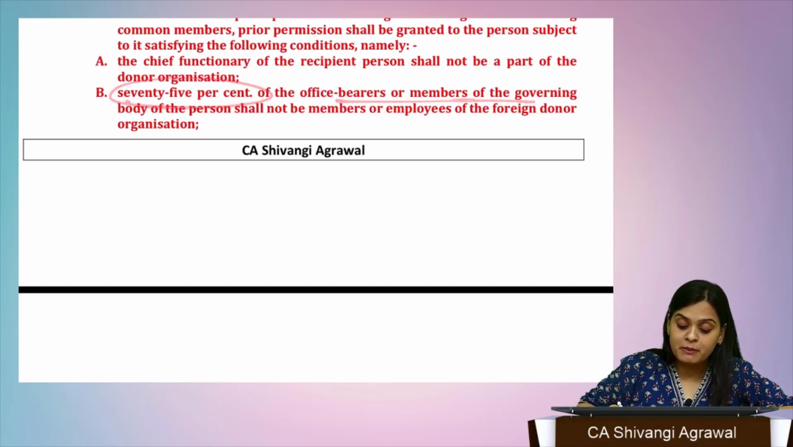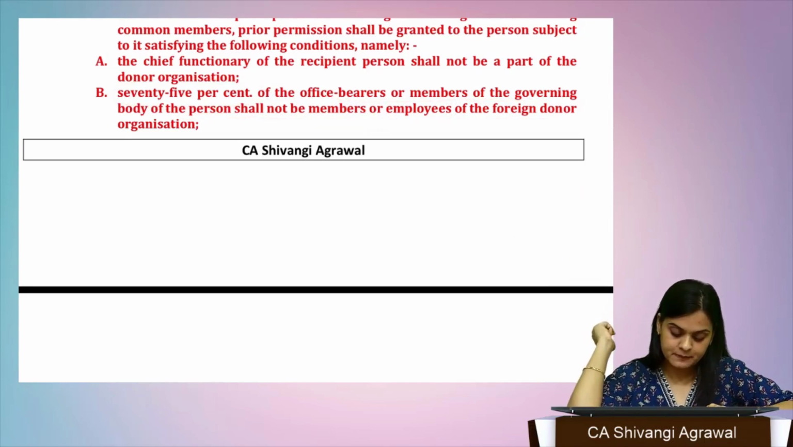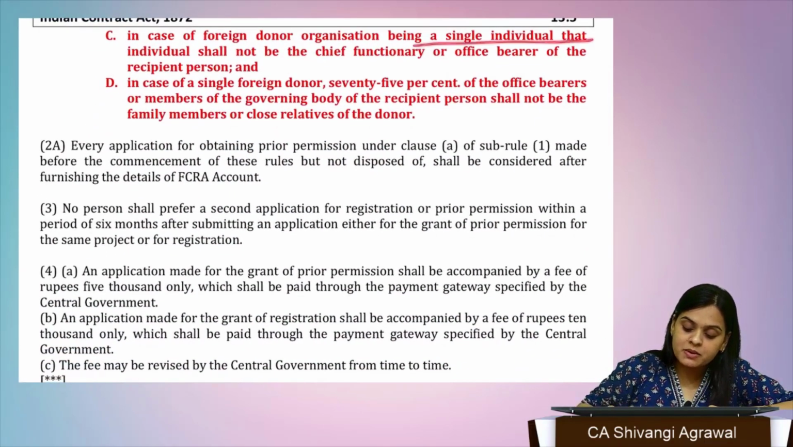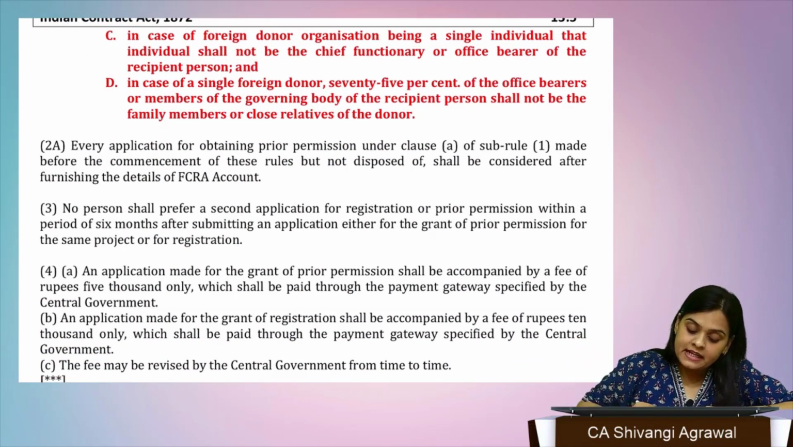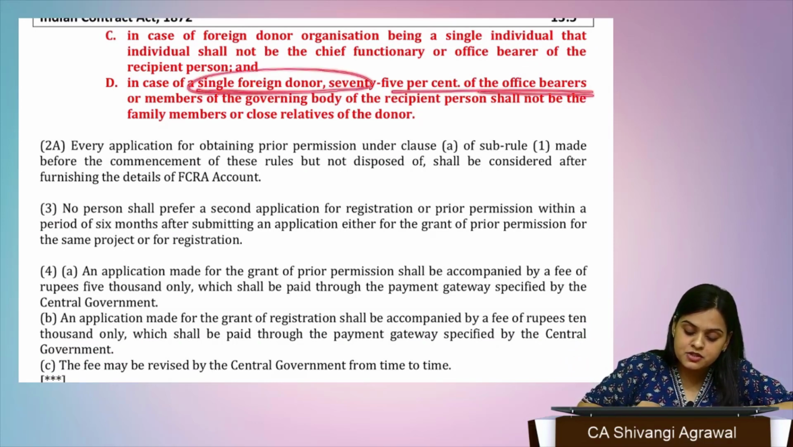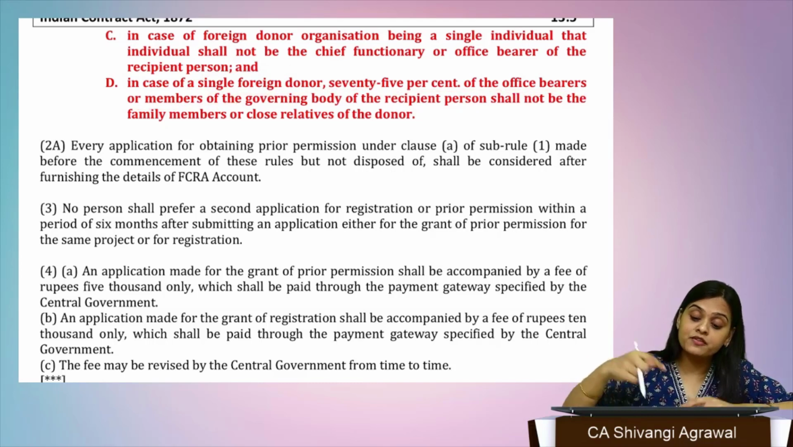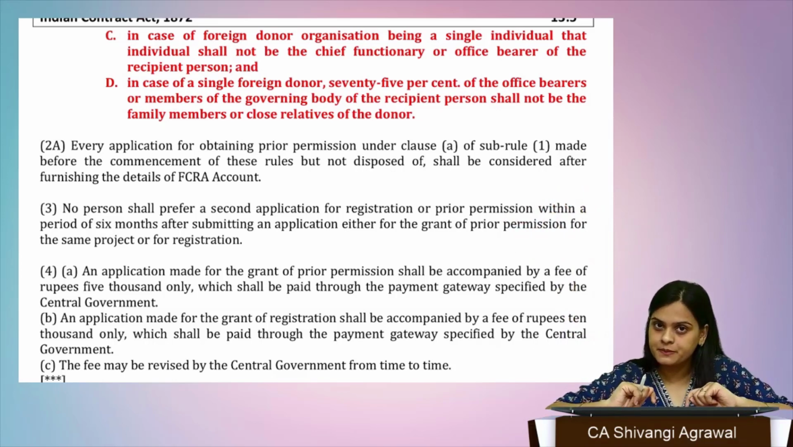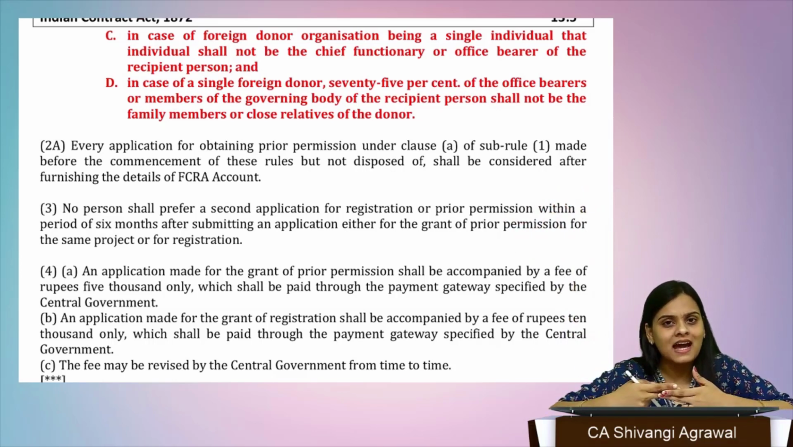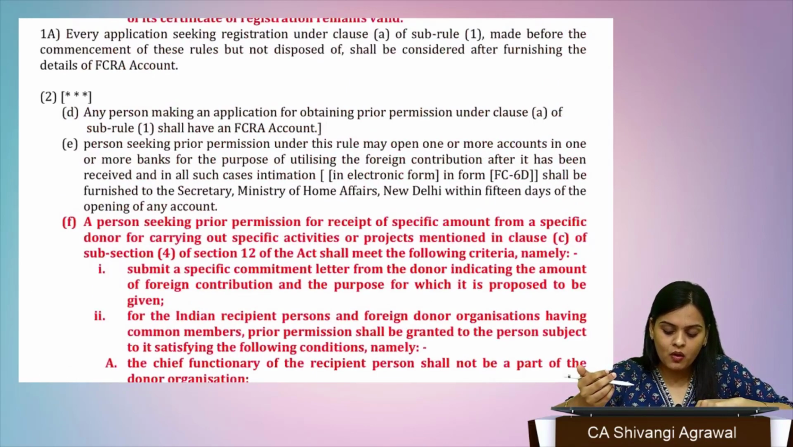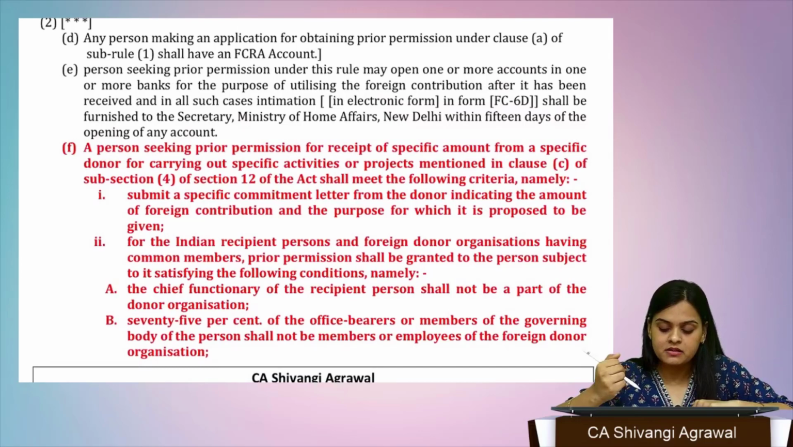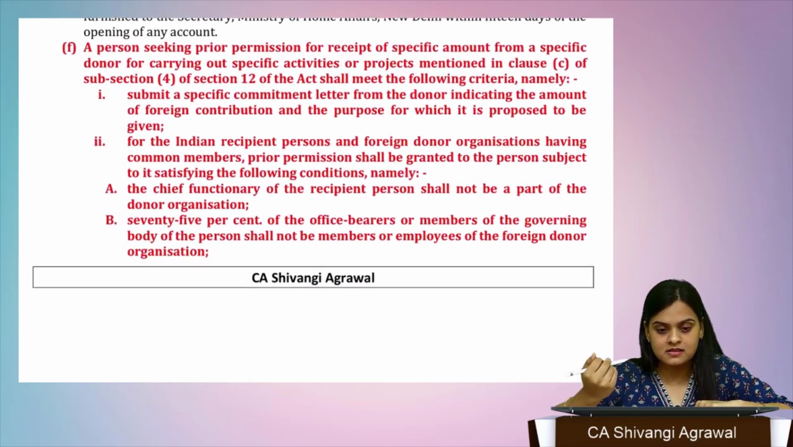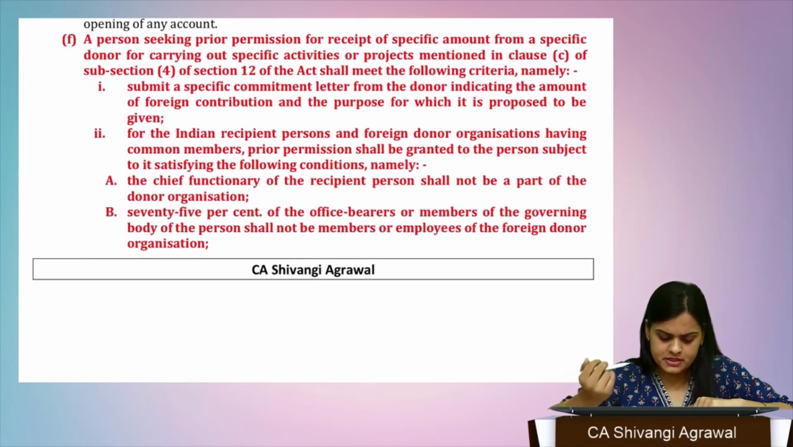75% of the office bearers or members of the governing body of the person shall not be employees of the foreign donor organization. In case of the foreign donor organization being a single individual, that individual shall not be the chief functionary of the recipient person. In case of single foreign donors, 75% of the office bearers or members of the governing body of the recipient person shall not be the family members or close relatives of the donor. This is just to break all ties and all connections. It should not be a connecting body. That is the simple requirement.